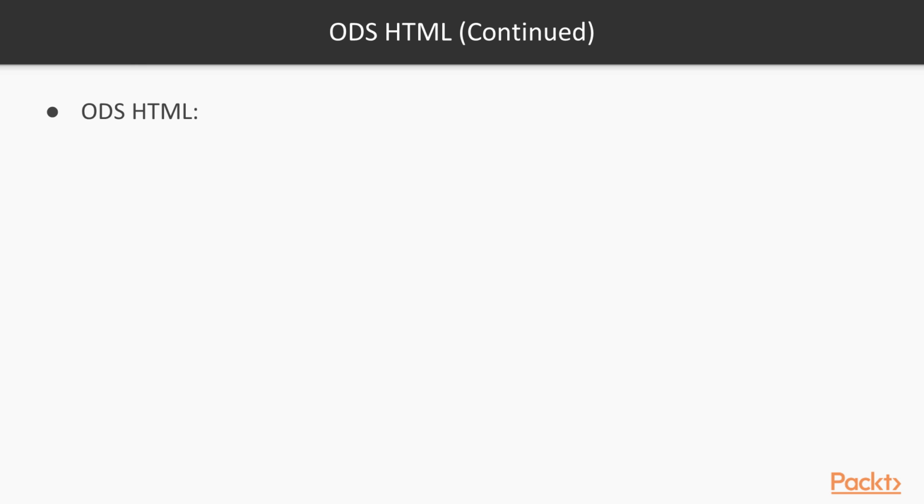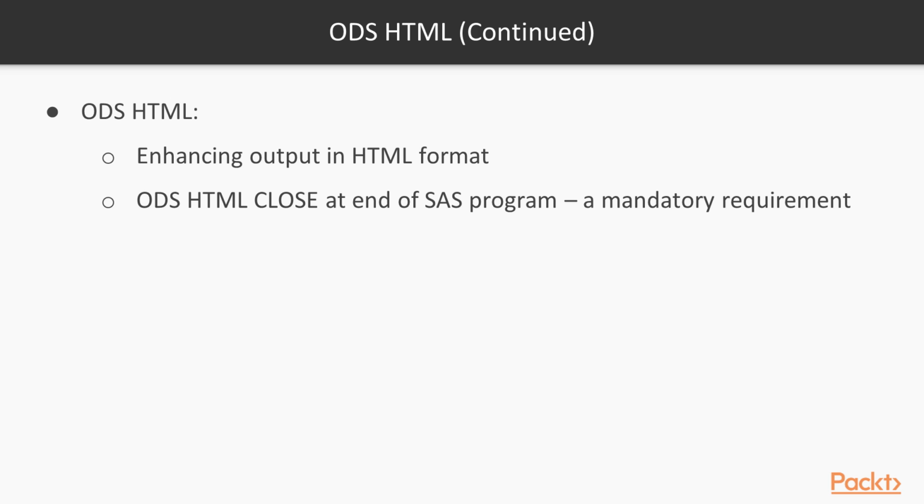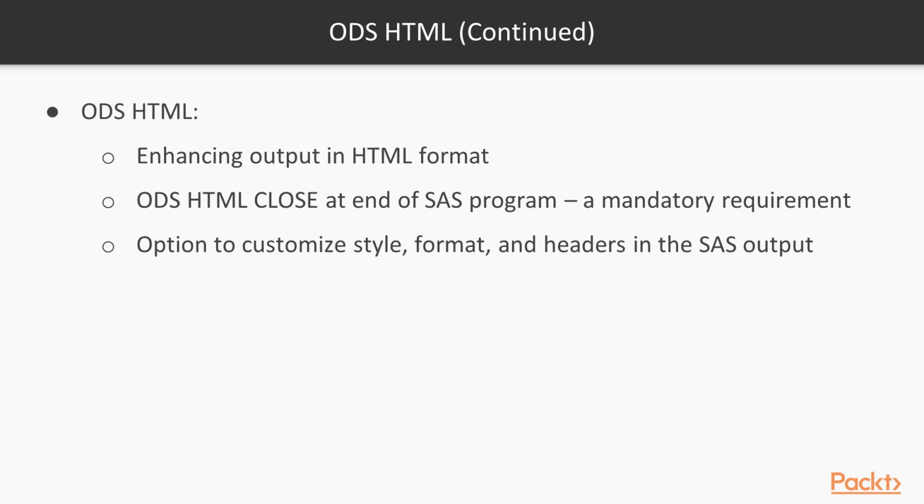Coming back to my PowerPoint, to summarize, ODS HTML enhances output in HTML format. ODS HTML close at the end of the SAS program is a mandatory requirement, else the program will not run at all or may give incorrect results. You have the option to customize style, format and headers in the SAS output. What code I have shown you is a very basic code, so you can enhance the same.